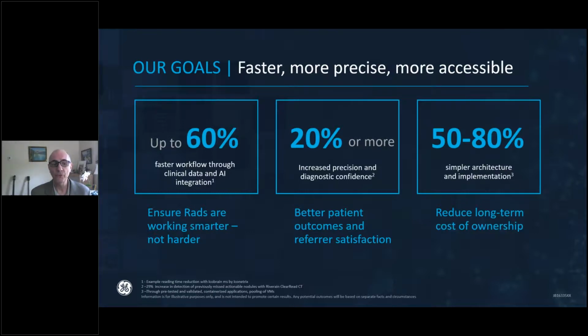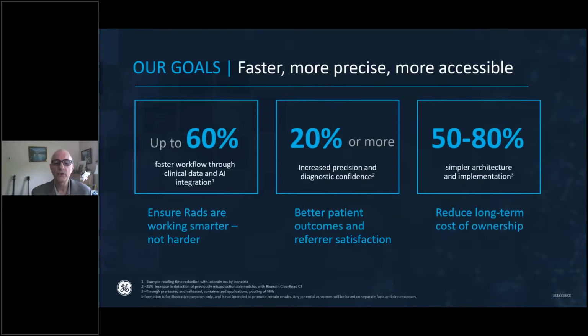They can also help screen your work list to help reduce the turnaround time on the critical exams, such as the ones coming from ED, trauma, etc. Second, many AI applications can increase your diagnostic precision and accuracy, delivering 20% or more increased precision. For instance, users of Riverain's ClearRead CT have been able to detect 29% of previously missed actionable nodules.